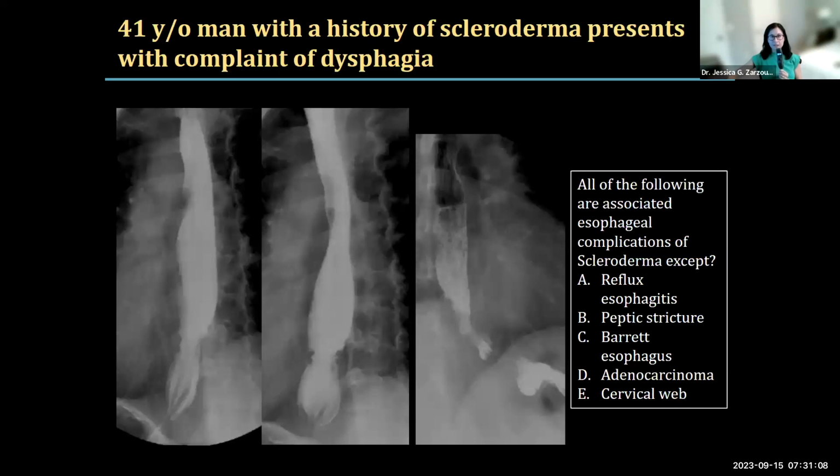This is a man who has a history of scleroderma who presented with complaints of dysphagia. So the esophagus is often affected by scleroderma and has several associations. With scleroderma, these patients have continuous gastroesophageal reflux, and so they are set up for reflux esophagitis and peptic strictures and Barrett's esophagus. They're also at an increased risk of adenocarcinoma, and there's no association with scleroderma and cervical esophageal webs.